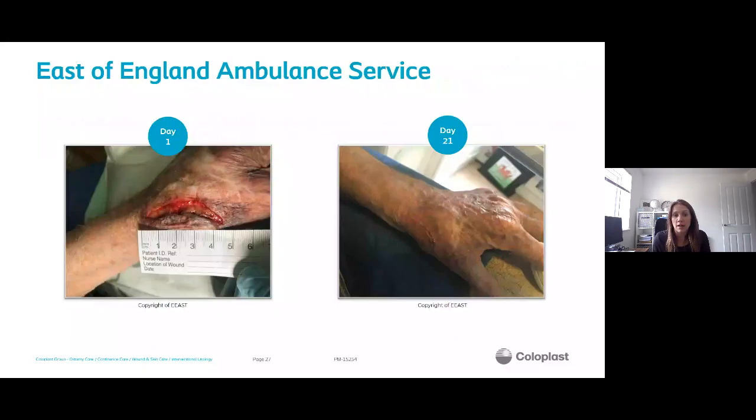Again, another skin tear from the East of England Ambulance Service on day 1. You can see that actually this is just below 5 centimetres in length, and it looks like quite a nasty skin tear, quite a deep skin tear. But with the same sort of treatment that we've discussed, with cleansing that wound, reapproximating the edges, and then dressing with an appropriate dressing, you can see by day 21 you have a healed skin tear.